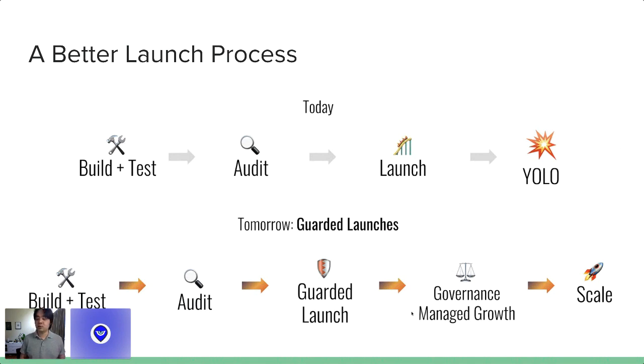With guarded launches, this process looks a little bit different. At the beginning of the process, obviously, we have to build and test any protocol or product in the way that we usually do, and run it through audits. But then instead of just launching it out into the world, we launch it in this limited way with a bunch of limits in place. Then we use governance to manage those limits, which could be a core team of developers, or a fully community-based DAO.